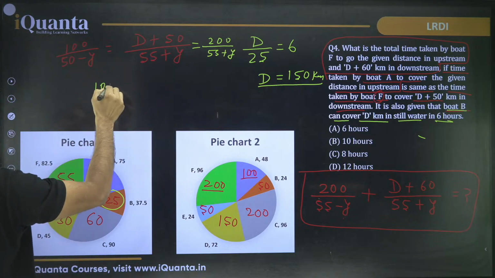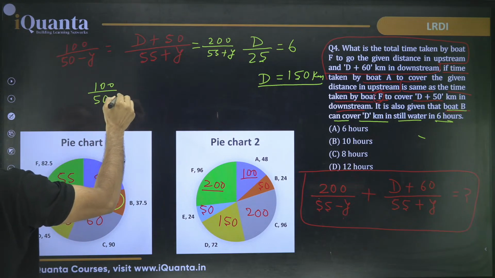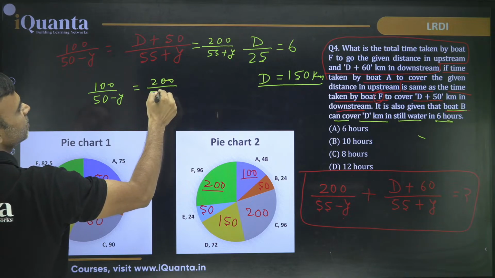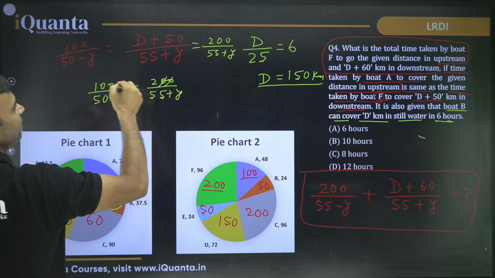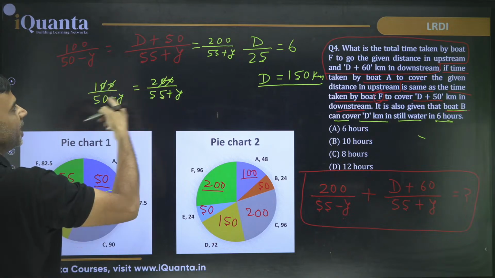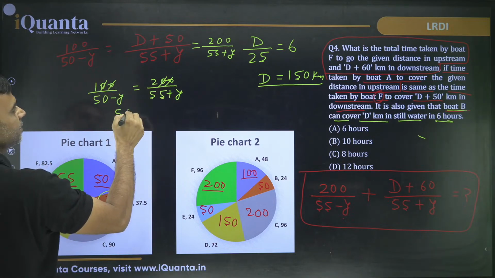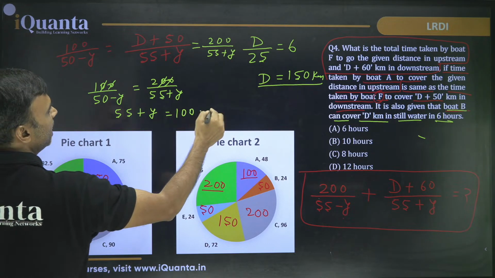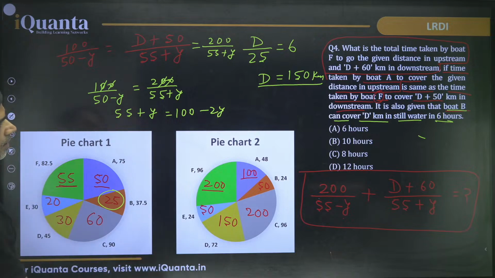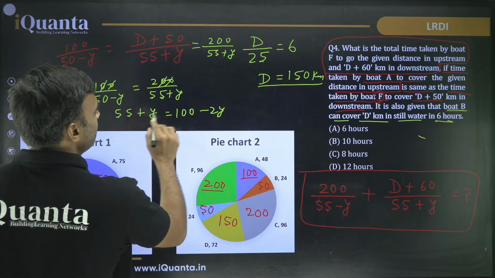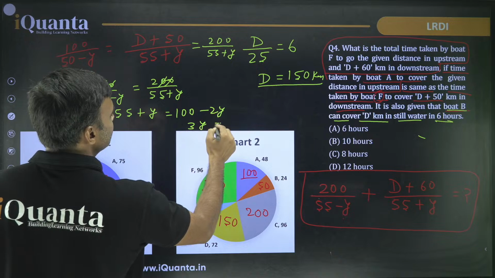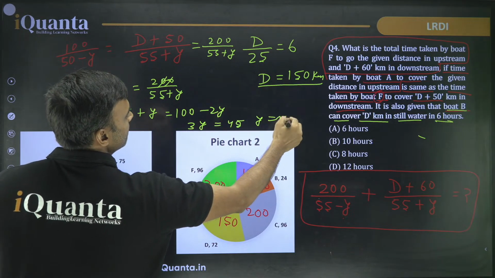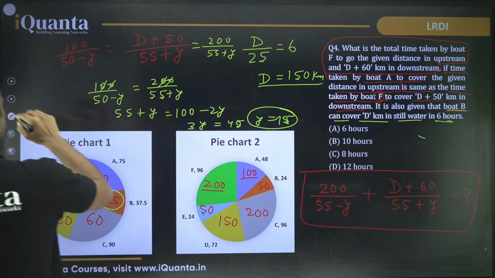Okay, so I'll write it again. 100 upon 50 minus y is equal to 200 upon 55 plus y. So this is much easier because even if the variable is in the denominator, we get cross multiplication and the answer. So 55 plus y is equal to 2 into 50, which is 100, minus 2y, right? So y plus 2y, that is 3y. 100 minus 55, that is 45. So y is 15.